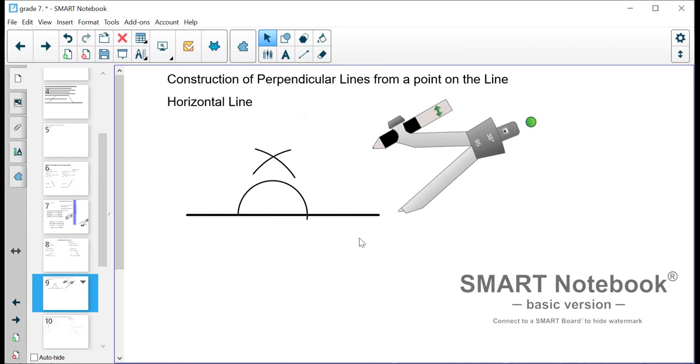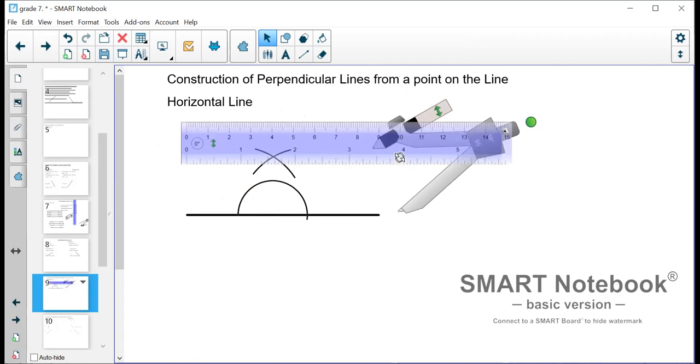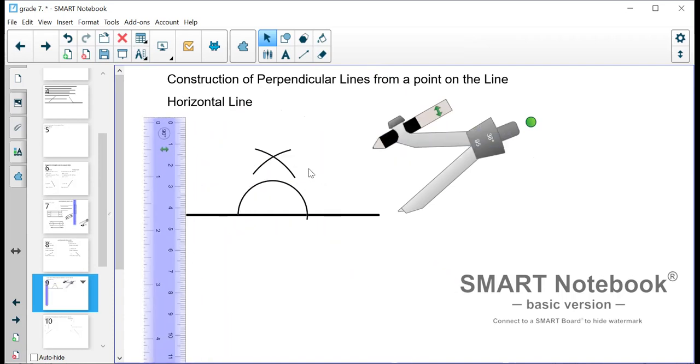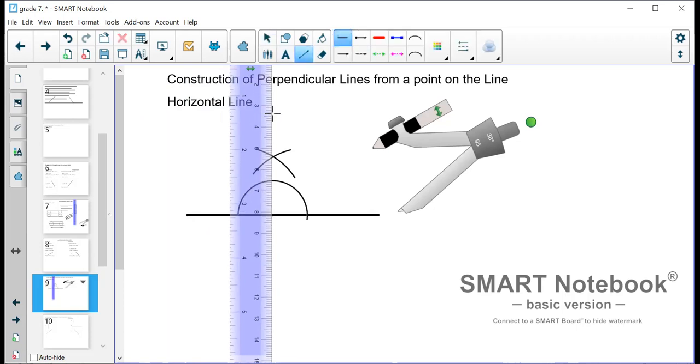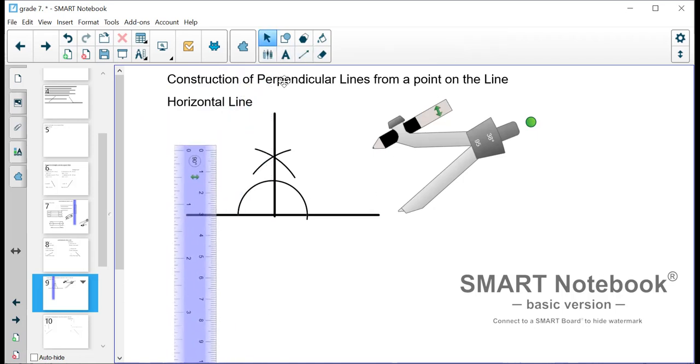All right, so now we take our ruler and we draw a line straight through that intersection to the horizontal line. All right, and that would give you your perpendicular line.